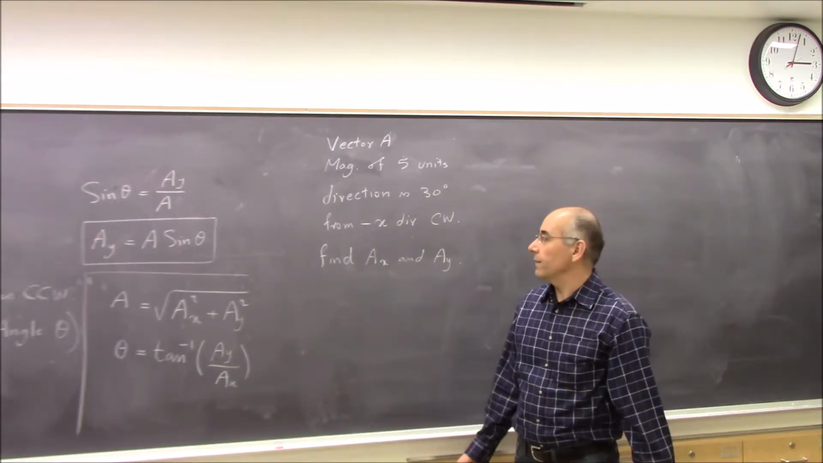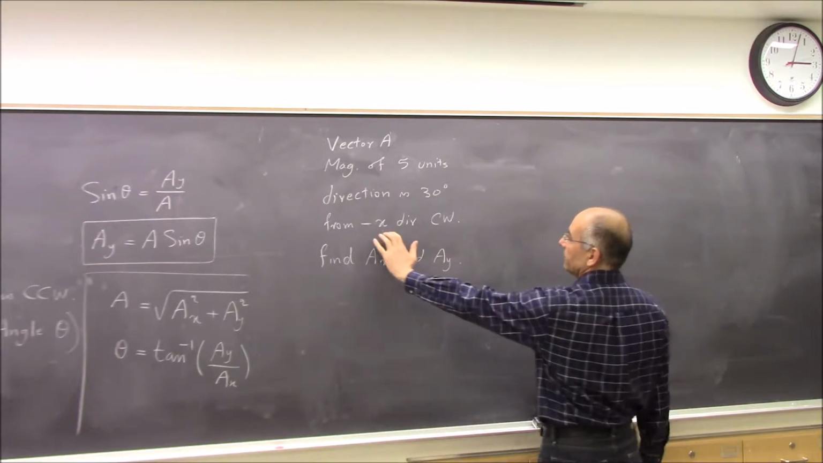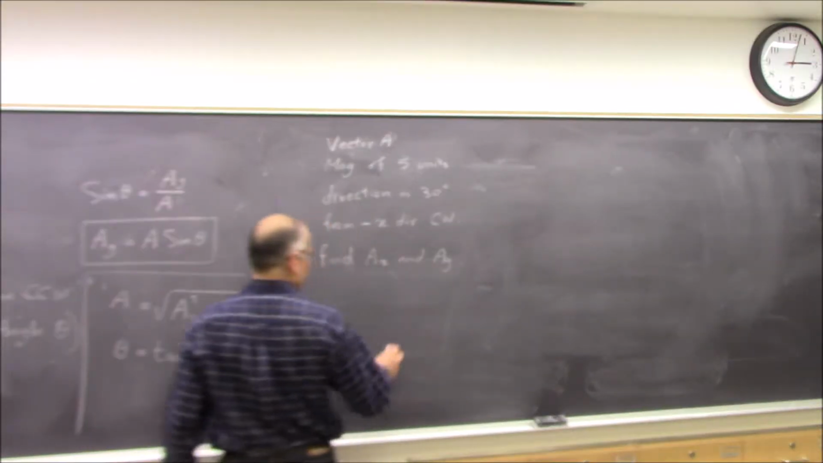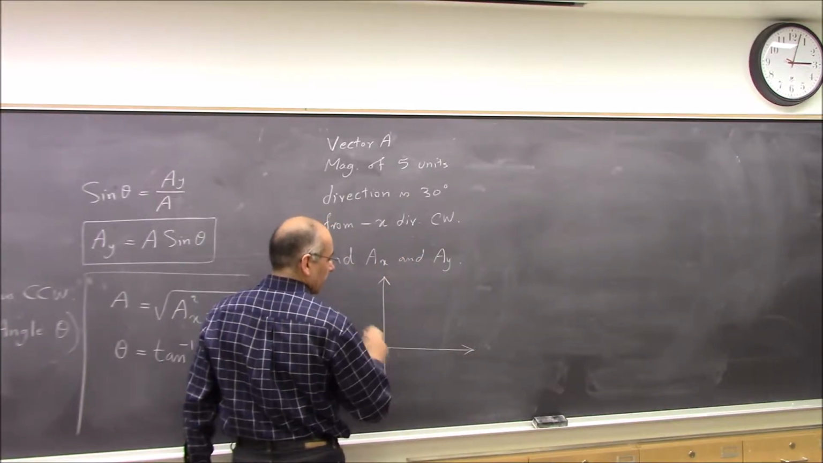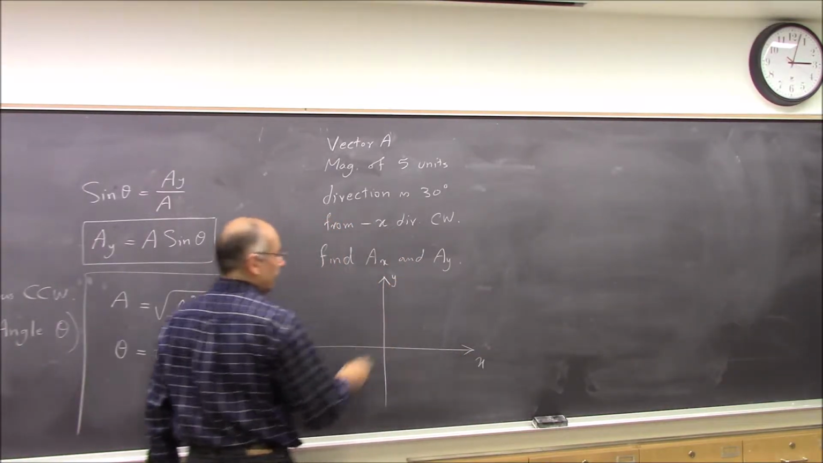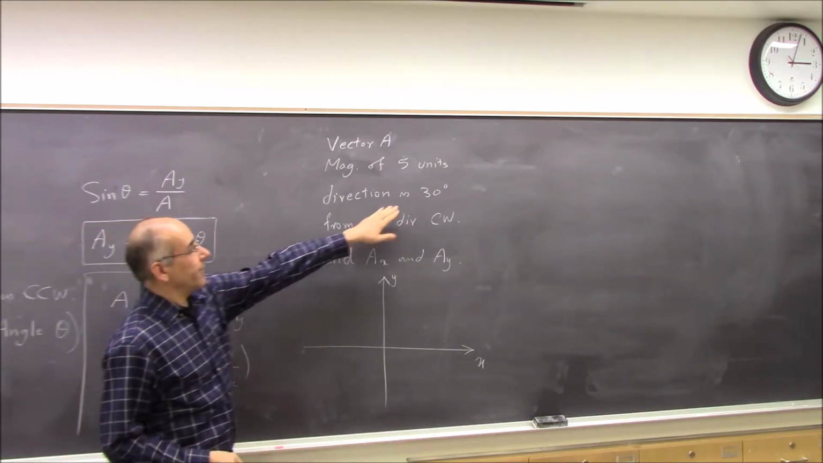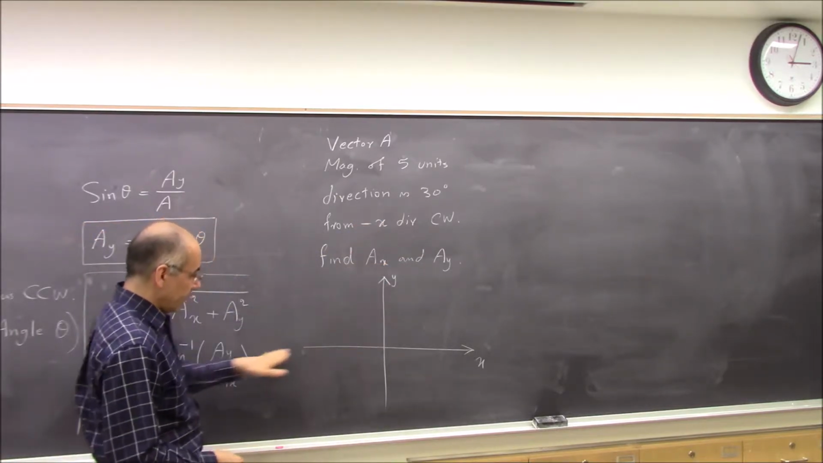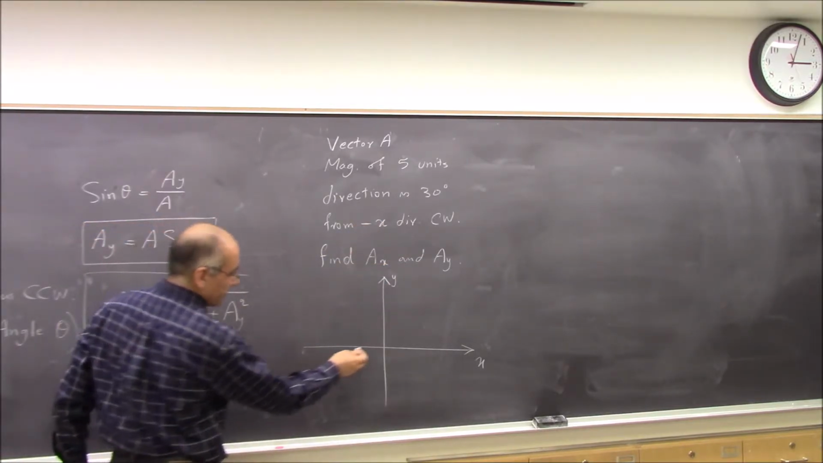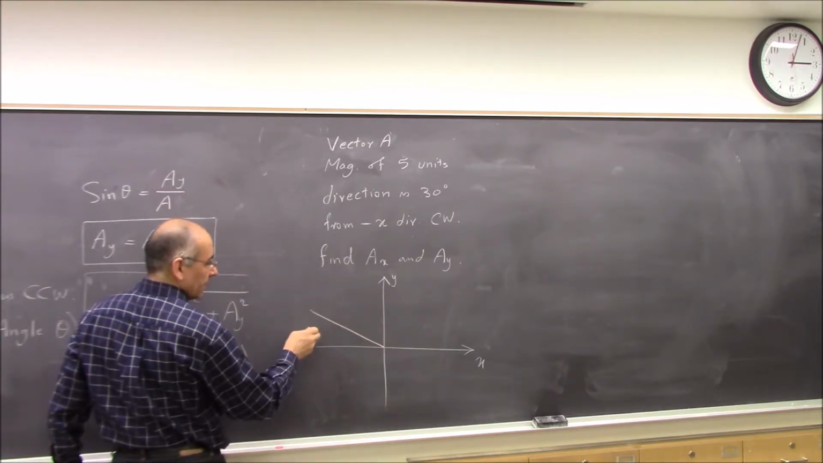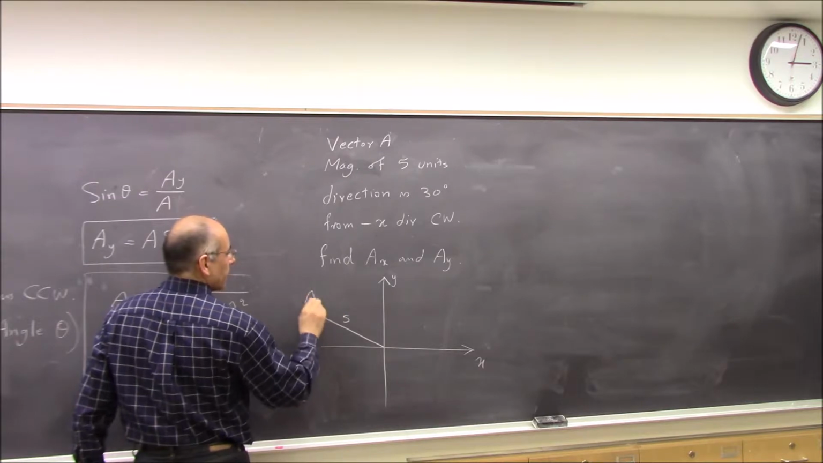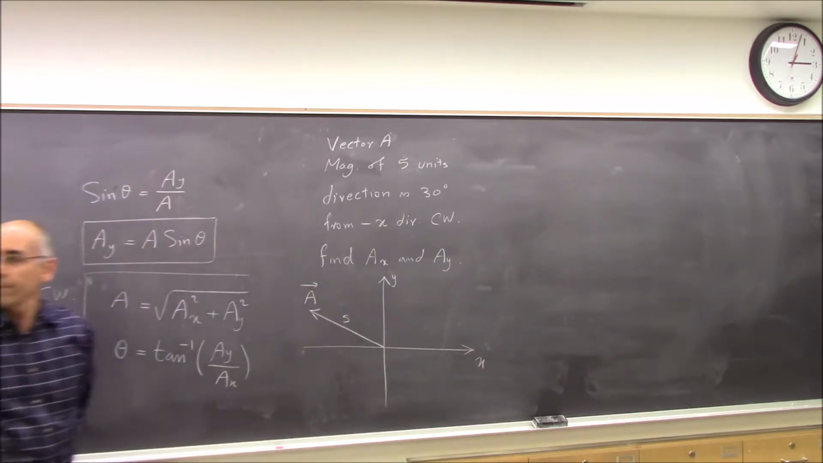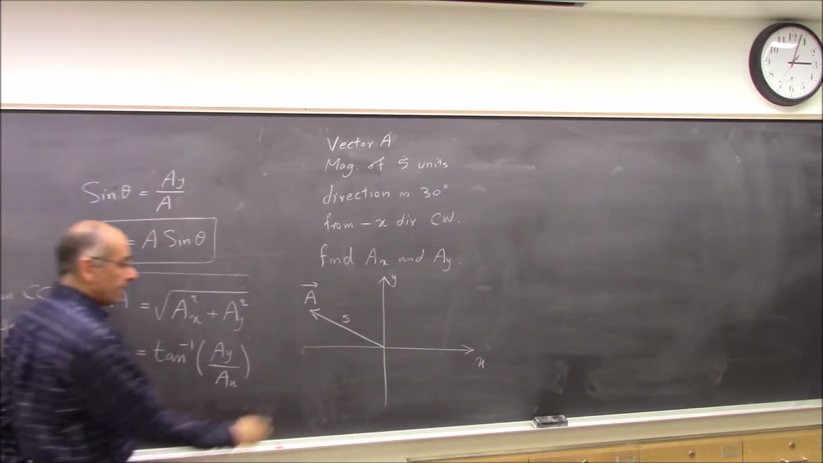How do you find ax and ay? If you imagine this, you could draw a picture of that. This is x and y. The vector is 30 degrees from the negative x direction, clockwise, which means it is in this direction, and it has a length of 5. That's A. And this angle is 30 degrees.